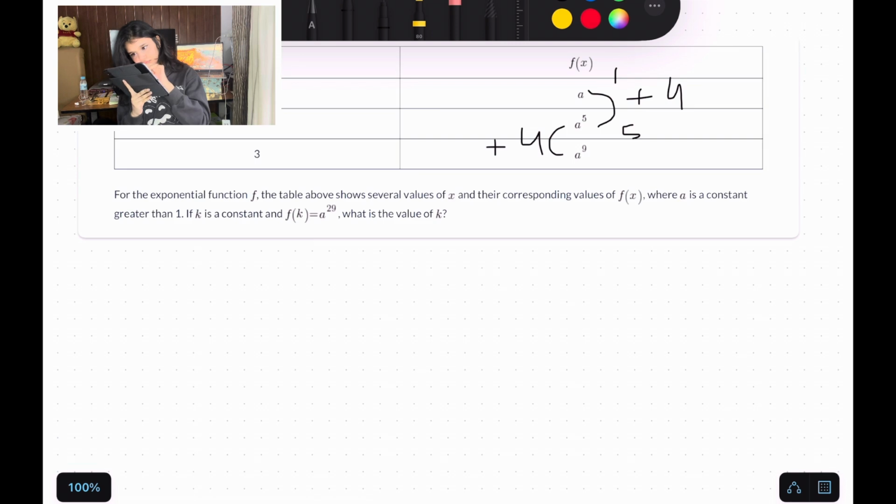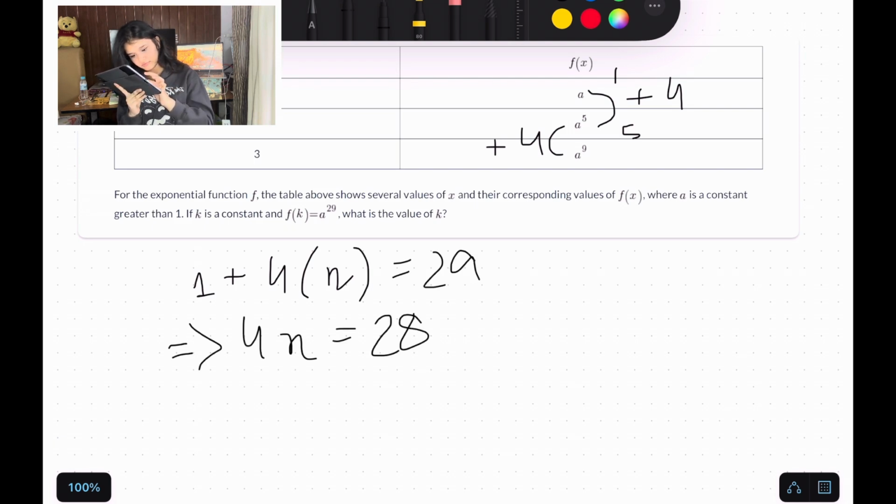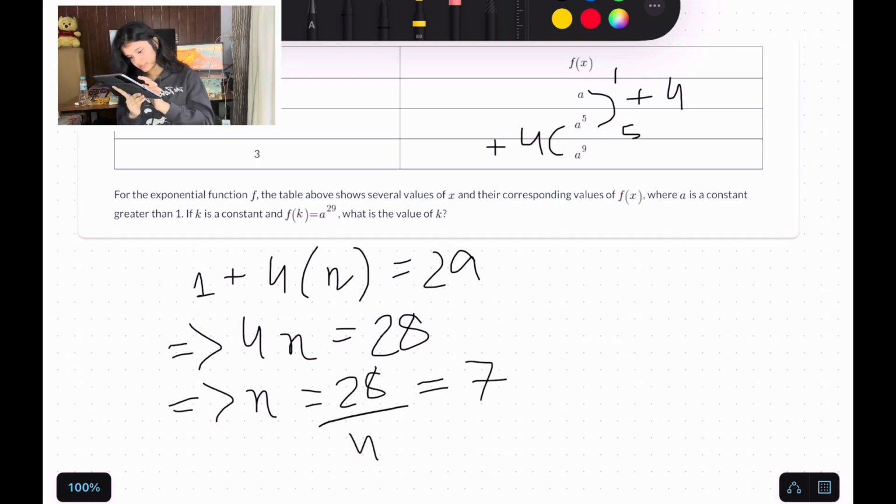So we already have 1. So we'll add 4 times n. We don't know what n is. You can take any other variable, and that is equal to 29. So that means 4n equals 28. That implies n equals 7.